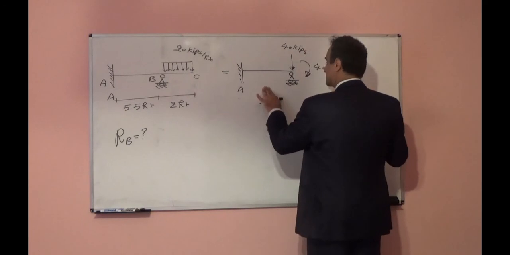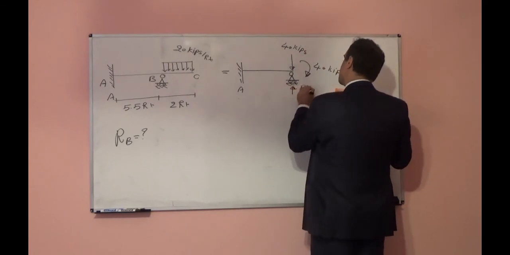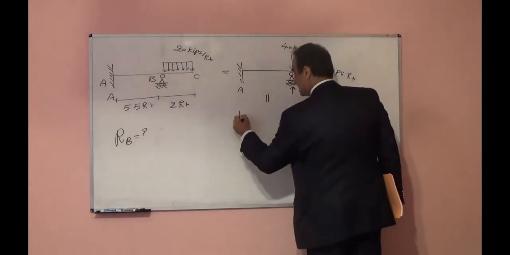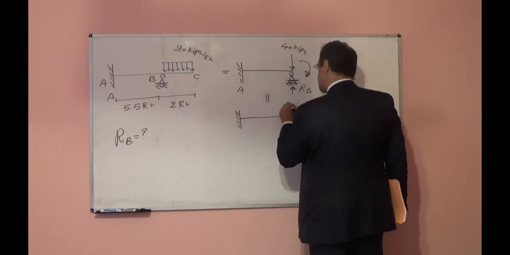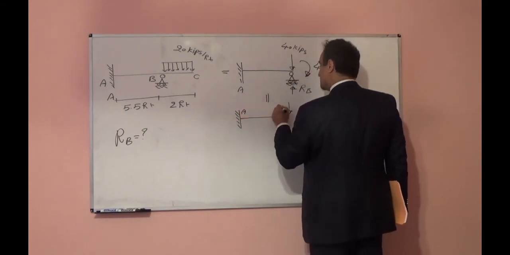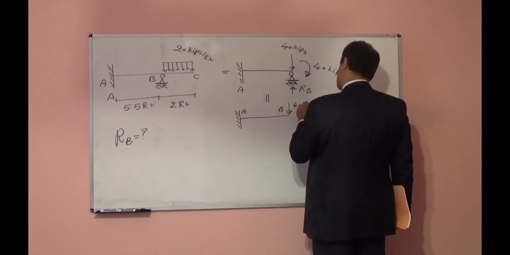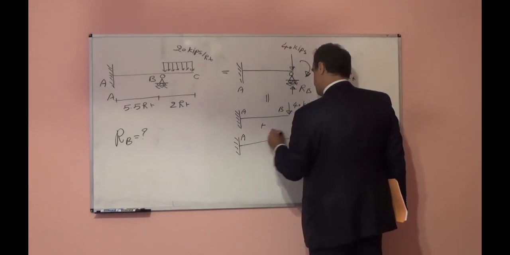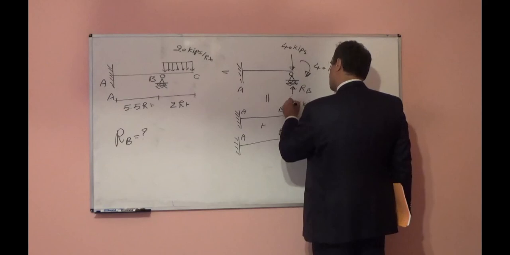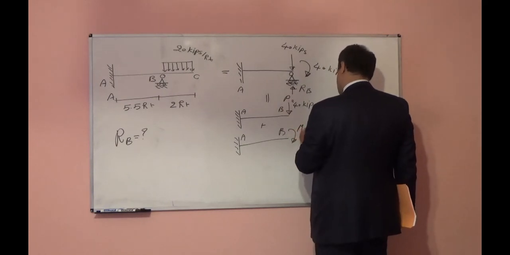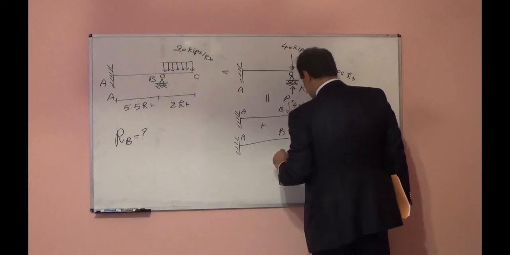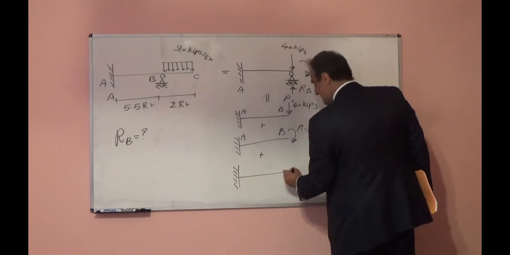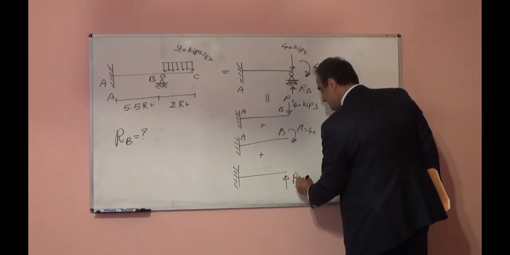Now I want to find the reaction here. How can I find it? Using superposition, I can divide this into these three systems. One, AB subjected to only the load of 40 kips, plus another beam subjected to only the moment of 40 kips feet, and another beam subjected to the reaction at point B.